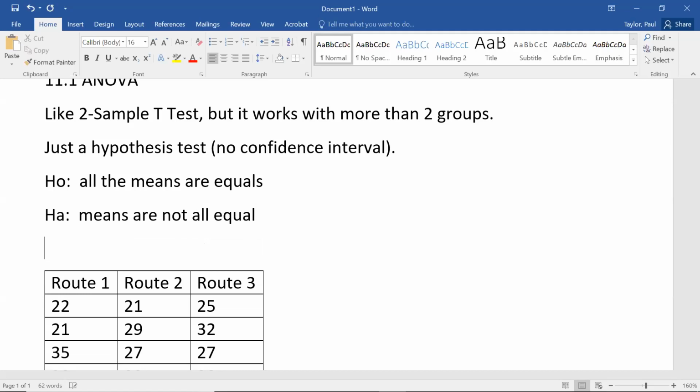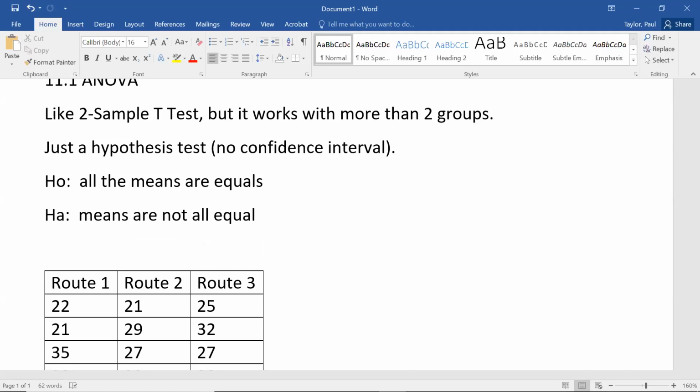So that doesn't mean they're all different. It just means they're not all equal. So if there's 5 groups, maybe 4 of them are the same and 1 of them is different. Or maybe there's 2 that are the same and another 2 that are the same but something different than the first 2, and then a third one that's like yet another different answer. So the alternative hypothesis is just that they're not all equal.